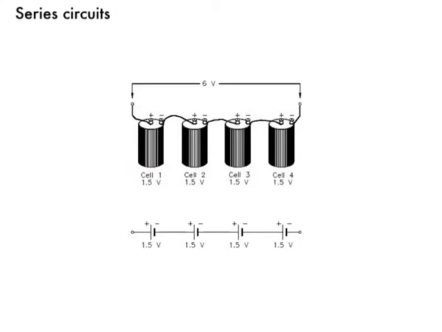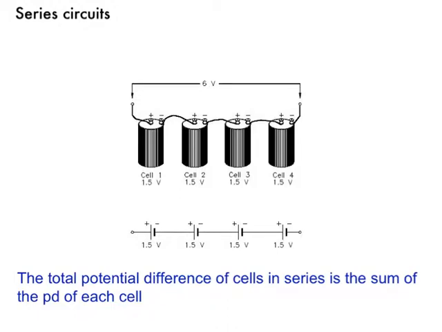Okay, so in other words, what I'm saying here is that the total potential difference of cells in series is the sum of the potential difference of each cell. We can see that having 4 1.5 volt cells would be exactly the same as having one 6 volt cell.